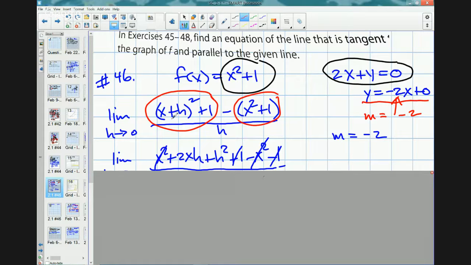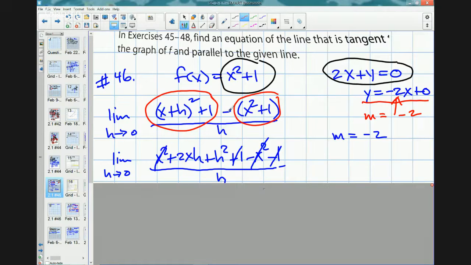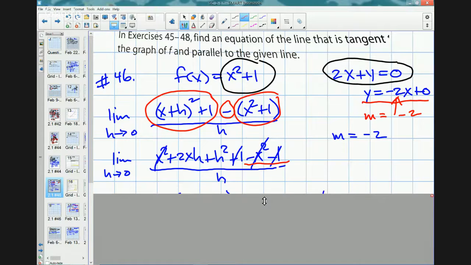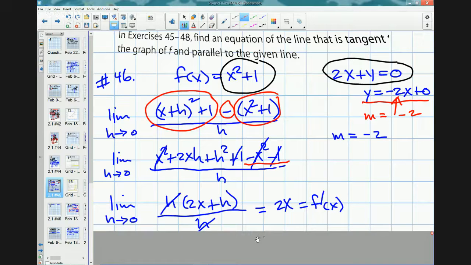Now, when you square this x plus h here, what happens? It's not just x squared plus h squared. You've got that double middle term, right? xh plus xh, 2xh. And another thing I see students do a lot is they forget to apply this minus sign to the entire quantity on the right. So that becomes minus x squared minus 1. Well, good news. Some things drop. The x squareds wipe out. Negative 1 and negative 1 wipe each other out. And you're left with this limit.